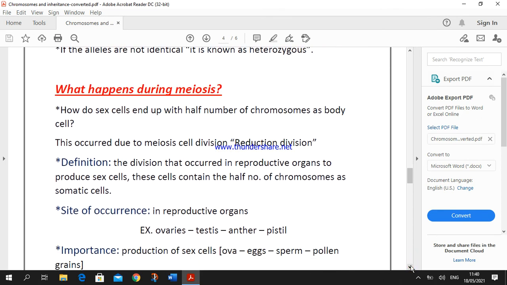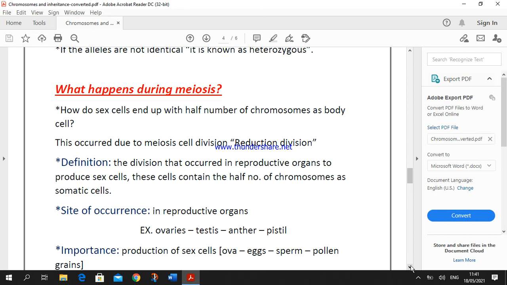What happens during meiosis? Meiosis is a type of cell division. It explains how sex cells end up with half the number of chromosomes of a body cell, and also how the sex cells are formed. This type of division is known as meiosis or reduction division, because we start the division with a complete number of chromosomes, and after the division, the cells formed contain half the number of chromosomes.